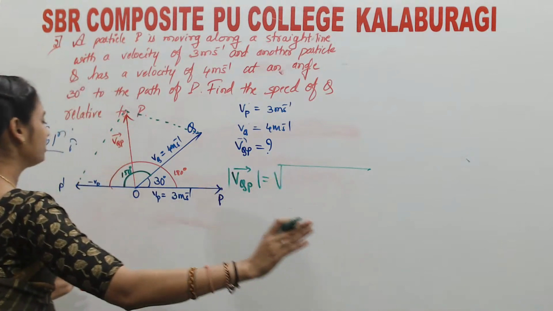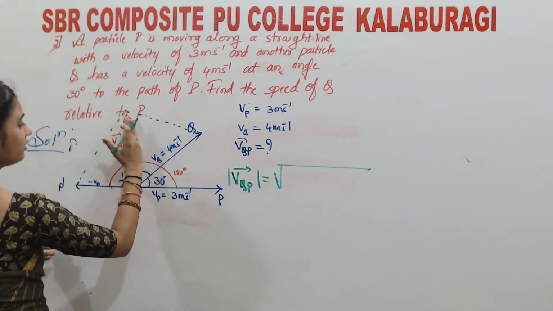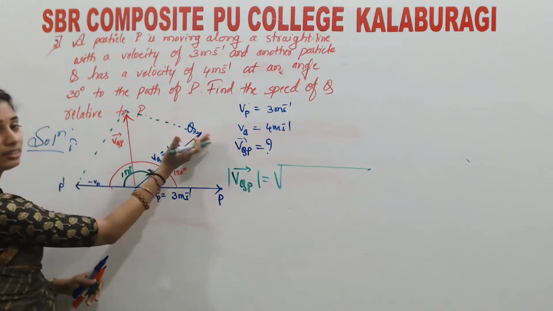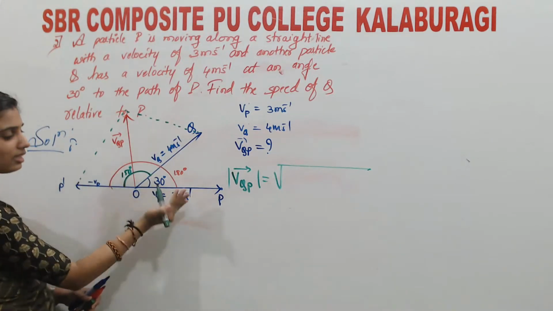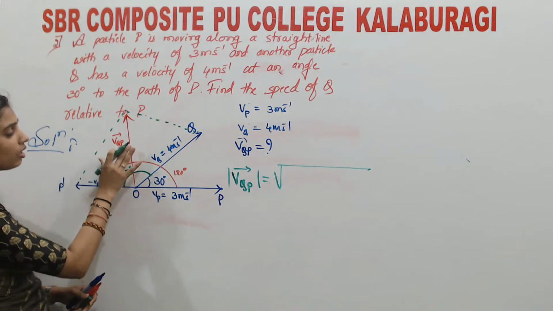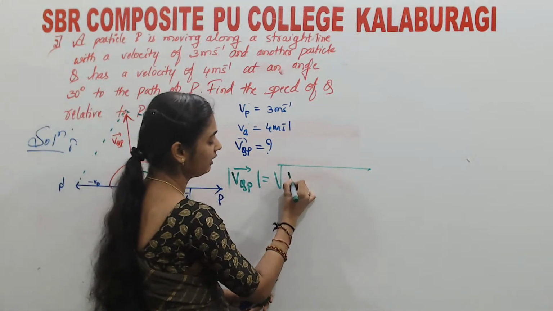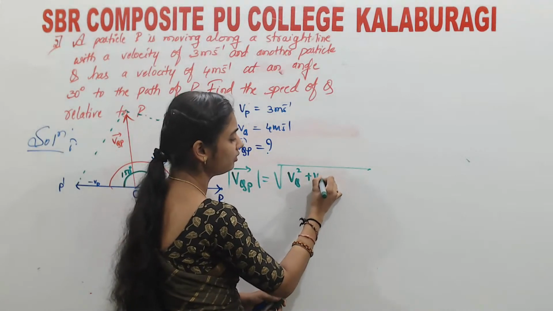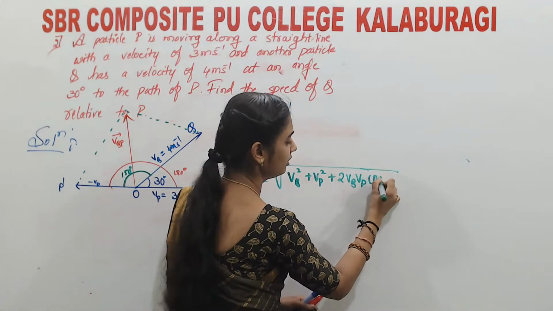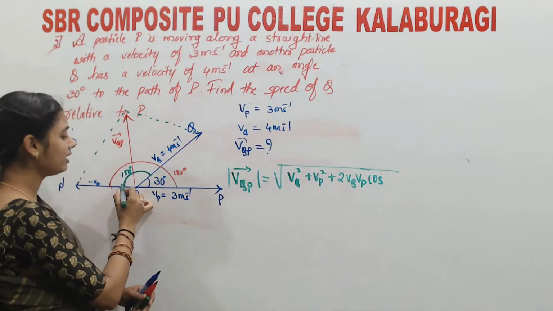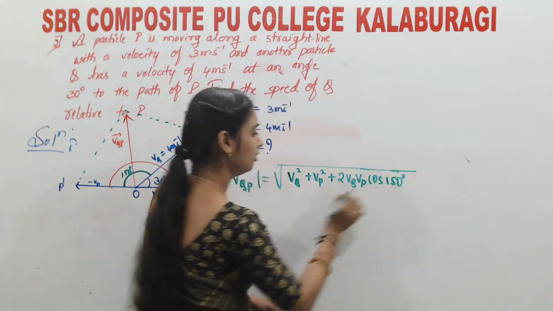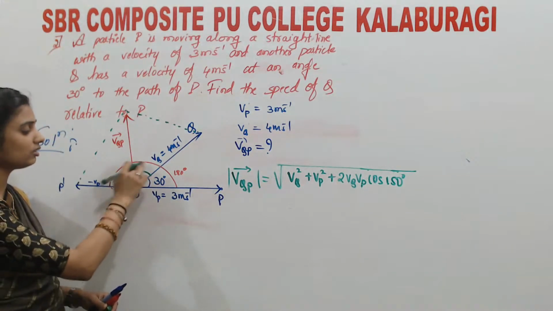Here our intention is to find out the magnitude of the relative velocity of Q with respect to P. It is the resultant of two vectors: VQ and the reverse direction of VP. We take the reverse to get the resultant VQP. So the modulus of VQP can be written as VQ square plus VP square plus 2 VQ VP cos theta. Theta is the angle between those two vectors, which is 150.